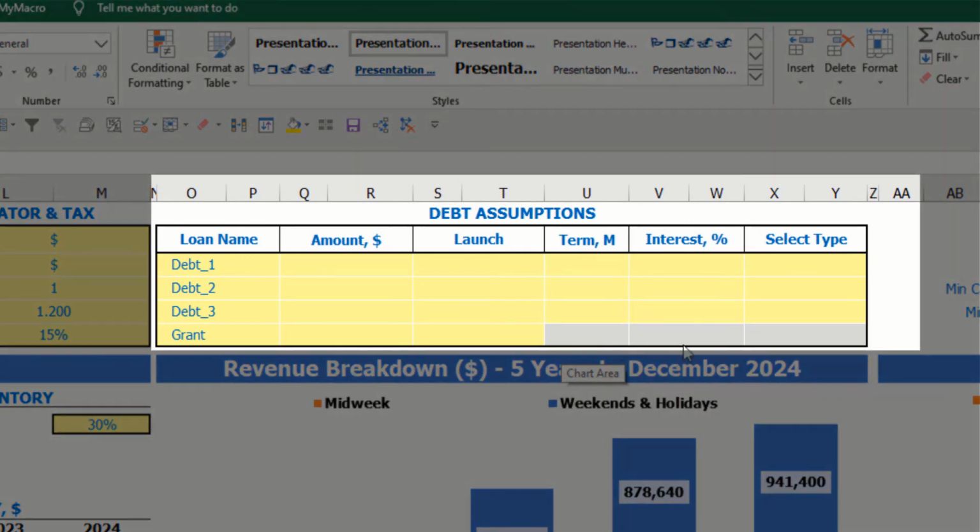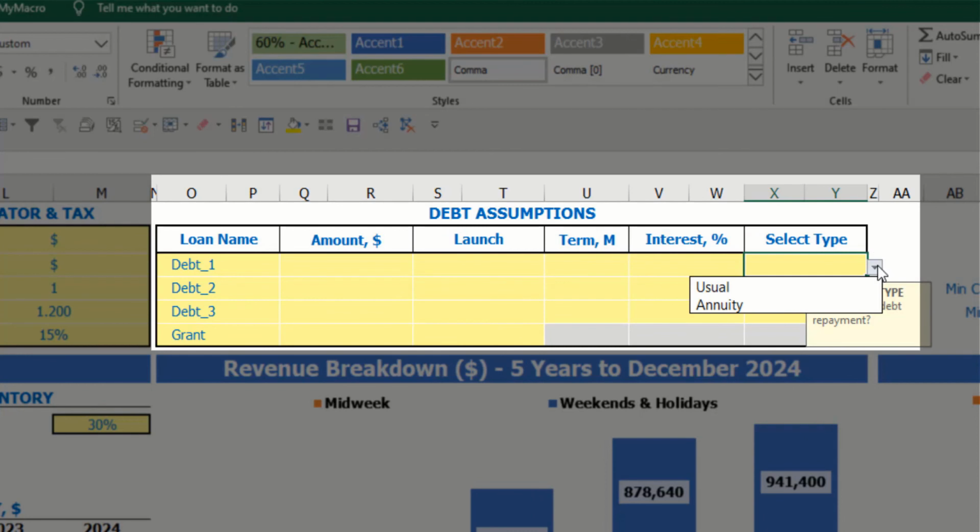Also, on the top of the dashboard, you have debt assumptions. Let me show you how it works. For each debt, you are able to select the debt type. There are 2 debt types in the model, annuity and usual. Annuity means that each monthly payment, which consists of your debt repayment plus interest expenses, will be equal each month. In case you select usual, your main debt repayments will be equal parts, and interest will be just interest on the debt's closing balance.